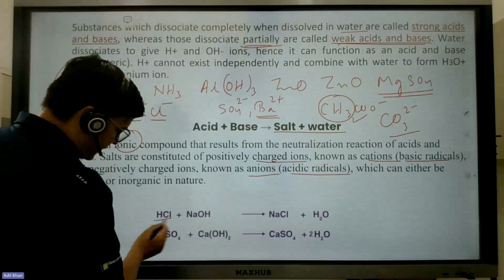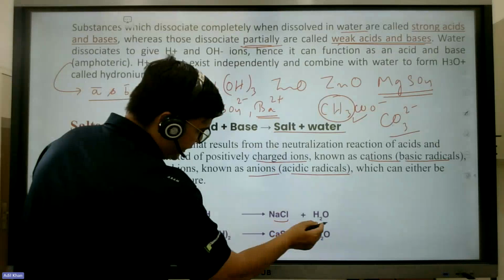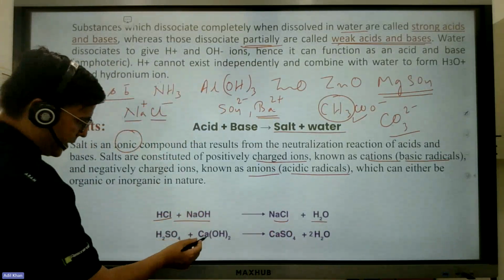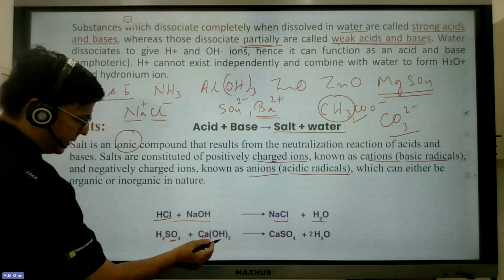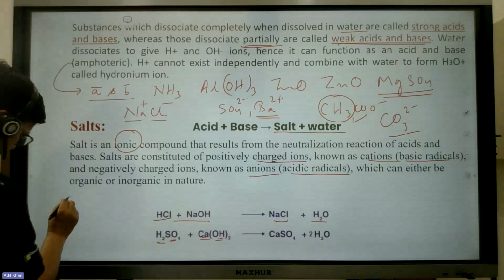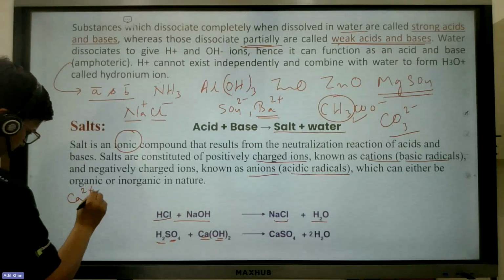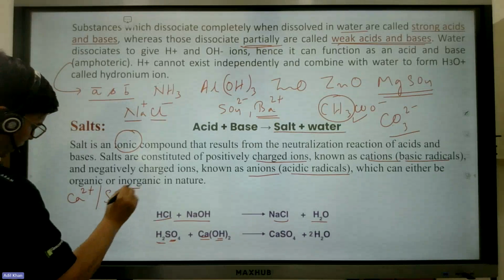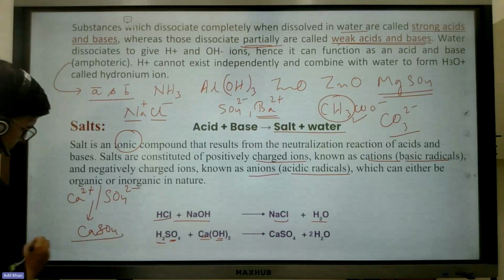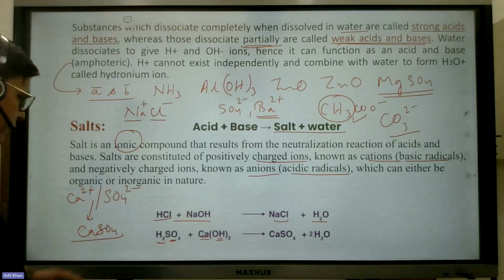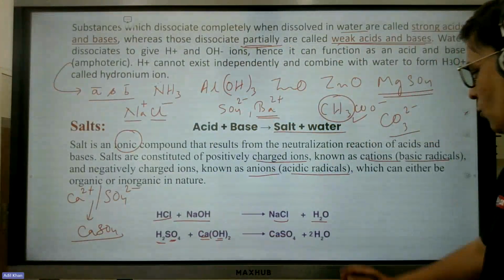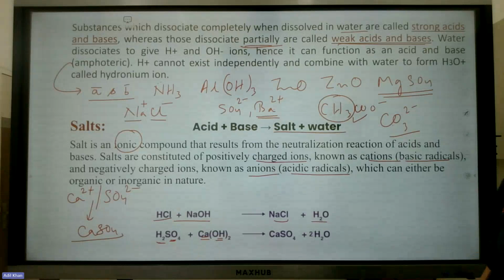Now let's check examples. HCl and NaOH, when they combine, give rise to NaCl and water. H2SO4 and calcium hydroxide. So what we see here is calcium is going to react with sulfate, and this OH and H will form water. Why do calcium and sulfate react like this? Because calcium is Ca2 plus and sulfate is SO4 2 minus. They have a similar magnitude of charges, not charges, they are plus and minus. So it will form CaSO4, calcium sulfate. And water is formed. This is a simple neutralization reaction.